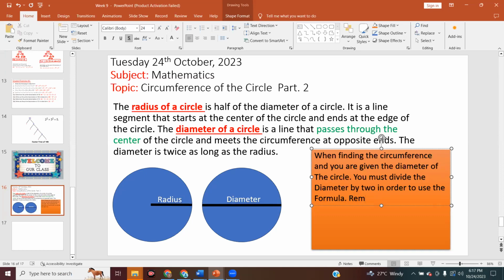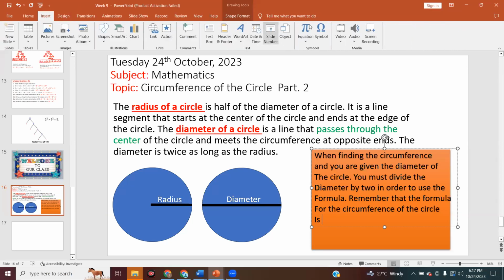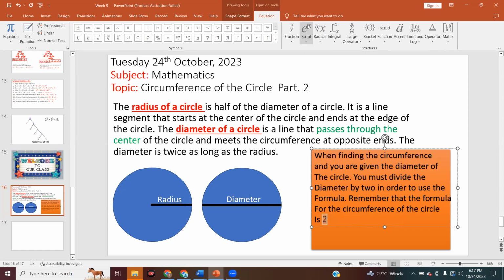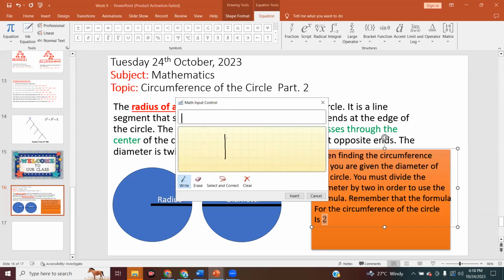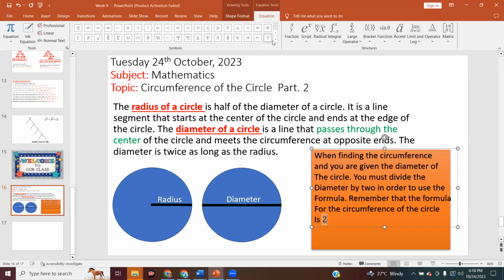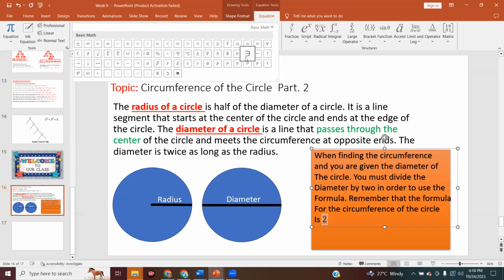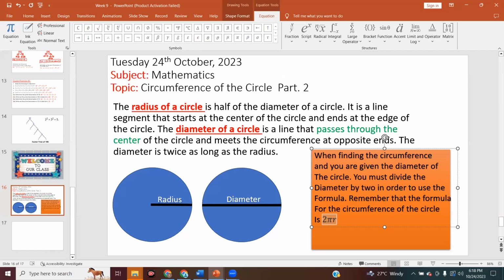Remember that the formula for the circumference of the circle is what? What's the formula? We said it yesterday. The formula is going to be what? 2 times what? Pi. Pi, yeah. 2 times pi. That's not pi. 2 times pi times what? Radius. Times r. Very good.